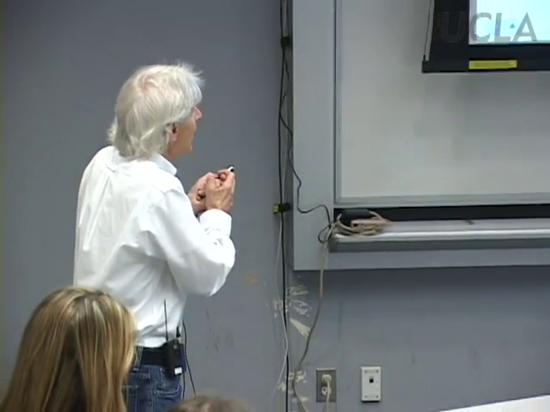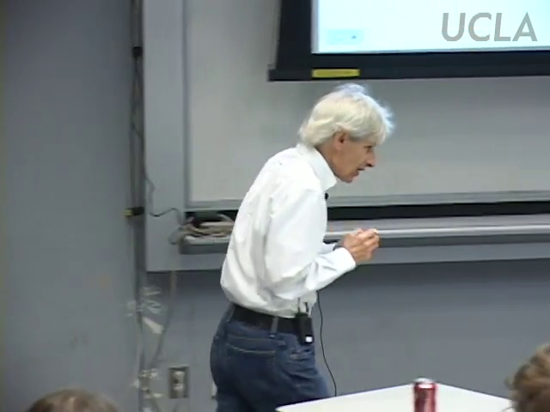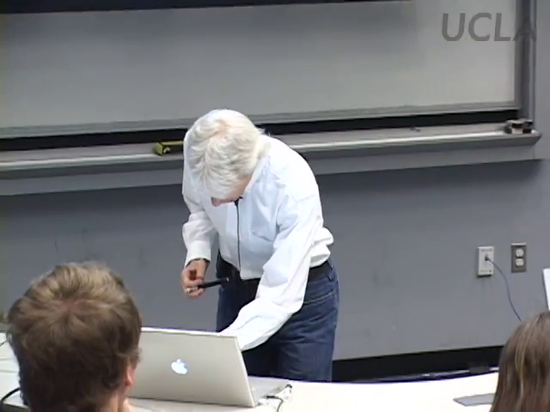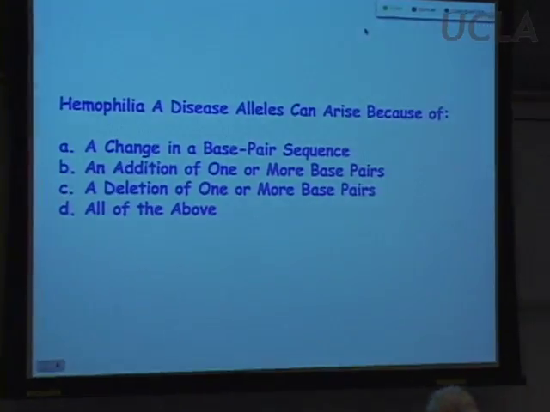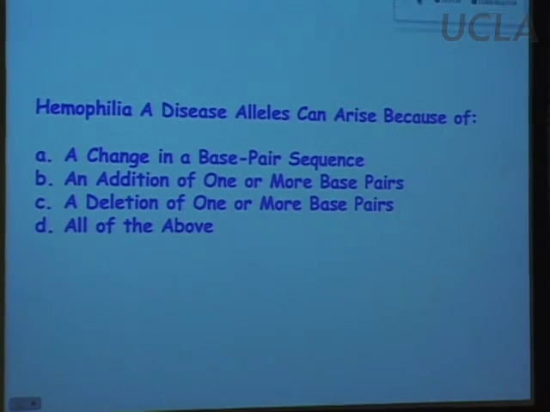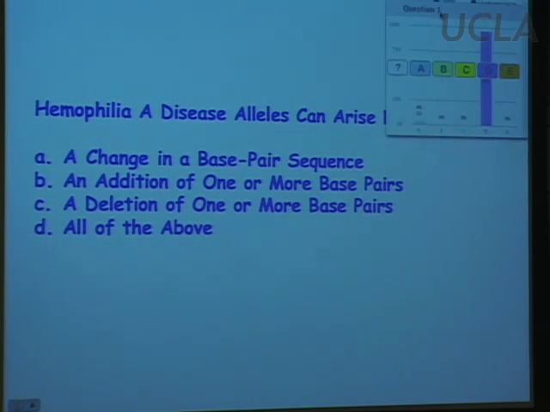And so this individual is a carrier because only one of the X chromosomes was mutated. And then in passing it on to the eggs and combining with the sperm, we by chance get this male that happens to be a hemophiliac because it has the copy of the gene that was mutated. And so now let's go. Hemophilia A disease alleles can arise because of change in a base pair sequence, addition of one or more, a deletion, all of the above. Excellent. All of the above.